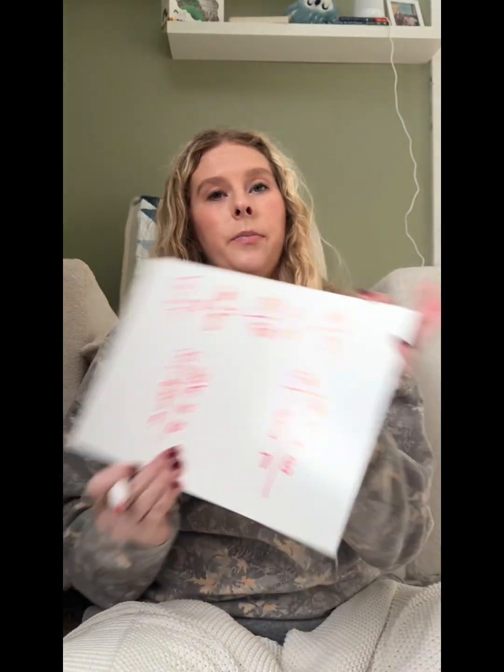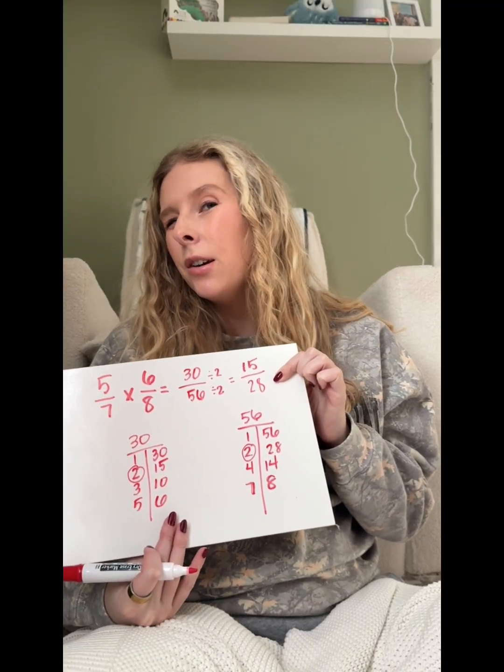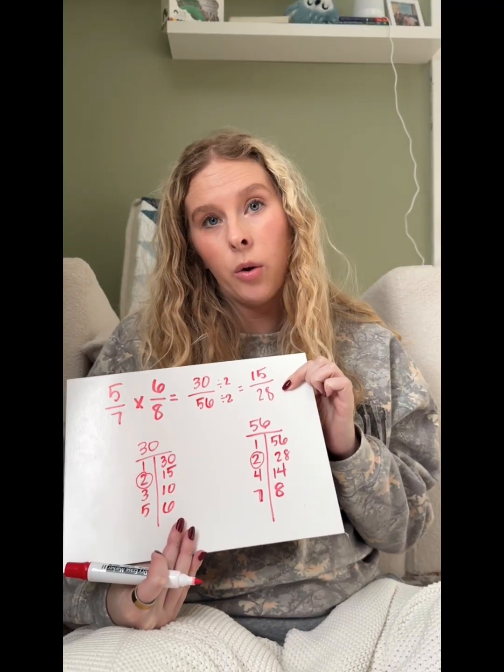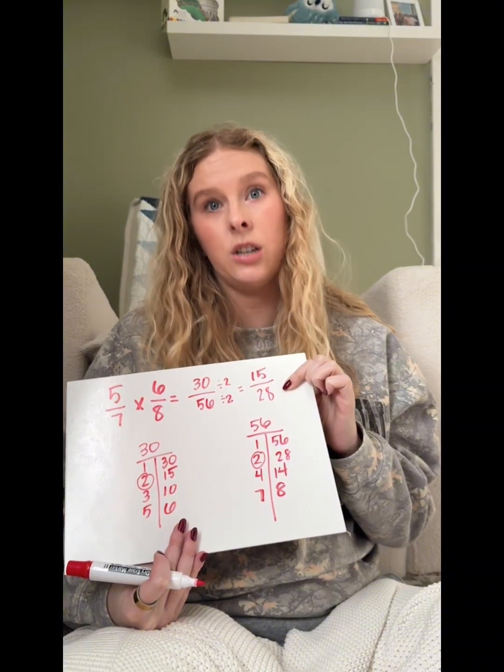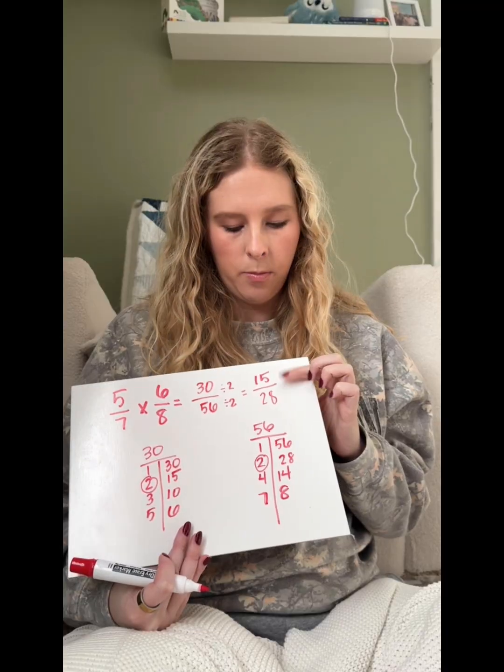So we're just going to divide top and bottom. 30 divided by 2 is 15. 56 divided by 2 is 28. Now, this does look awfully big, so if you're like, okay, I don't know if that simplifies again, you can go in and find the factors of 15 and 28 and see if there's one that they share other than 1, but this is actually simplified. So, 15 28ths.